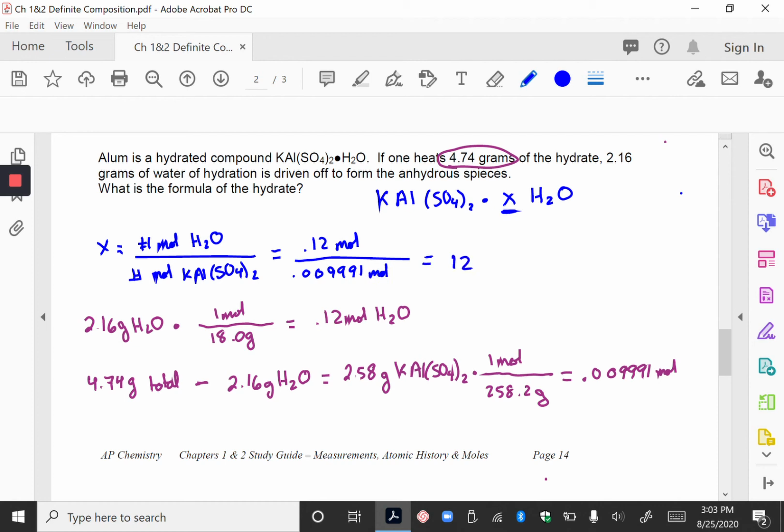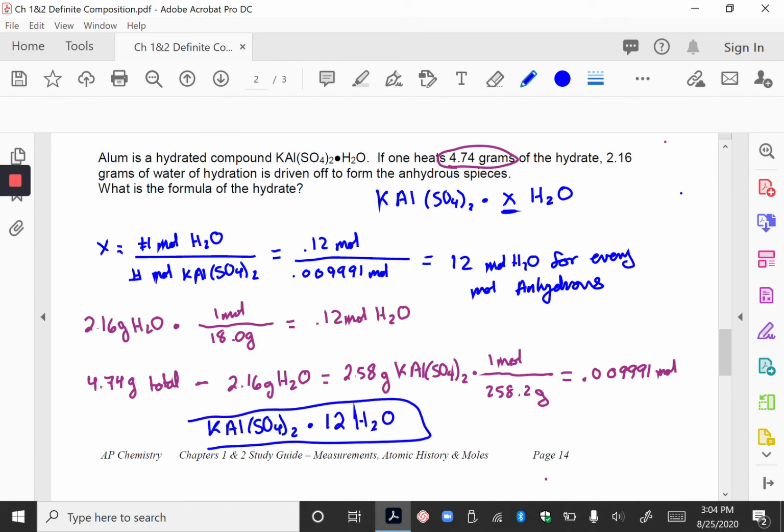So what does this mean? This means 12 moles of water for every mole of anhydrous. So my formula is KAl(SO4)2, and for every one of these, I have 12 moles of water. And that is my formula.